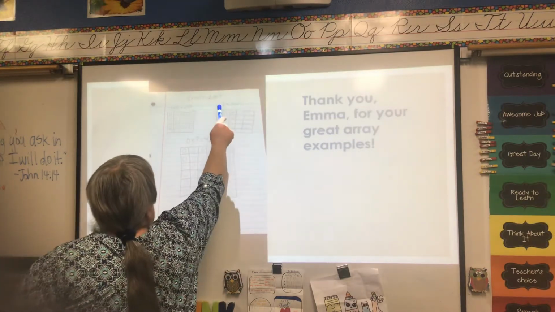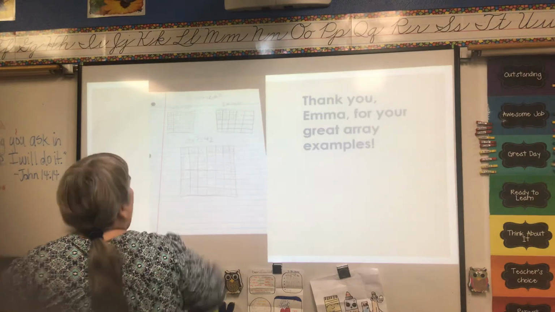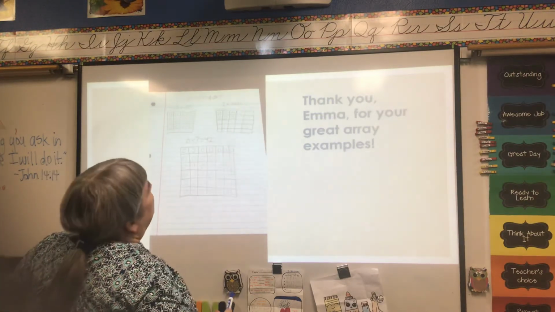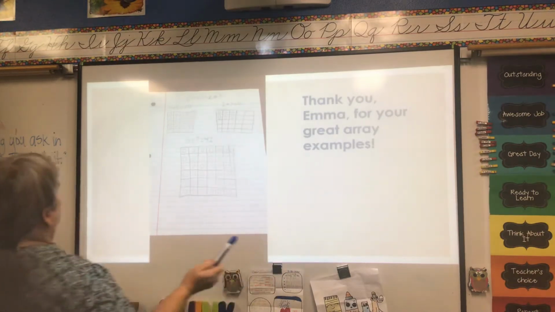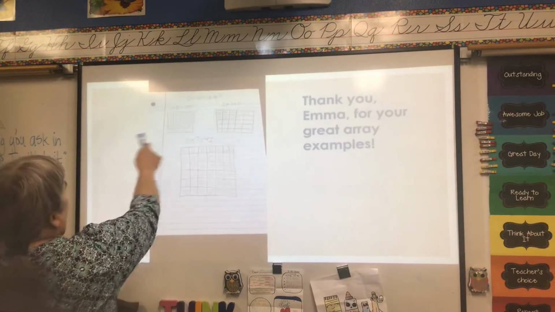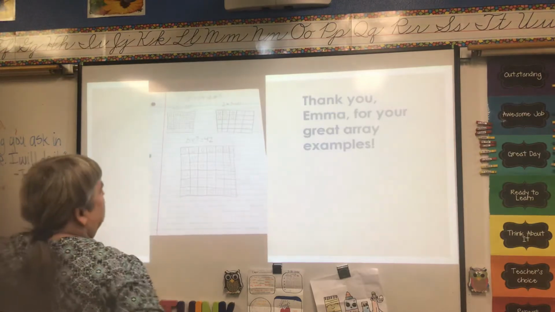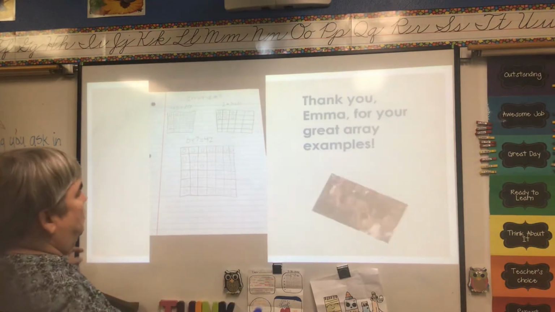Then she has 2 rows of 3. No, she has 3 rows of 2. But that's okay. It doesn't matter how you write it. It ends up being the same either way. And there you have 4 rows of 5. So that's excellent. Okay, and we have a couple more.